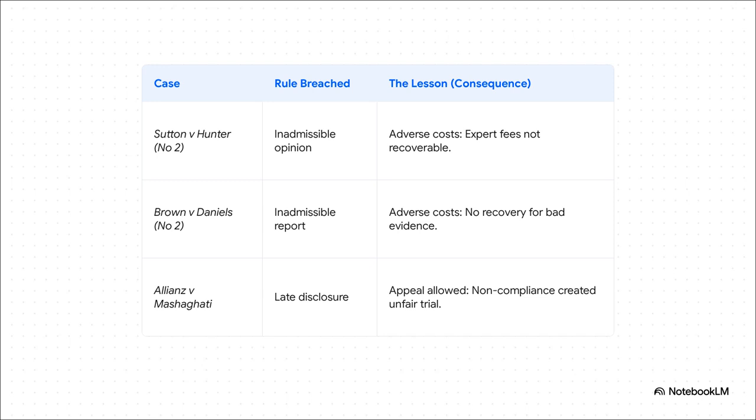Cases like Sutton v. Hunter and Brown v. Daniels are perfect examples where noncompliance led directly to adverse cost orders. What does that mean? It means the client couldn't get back the money they spent on the expert's fees. And even more seriously, you look at a case like Mashagati, the noncompliance was so bad it created an unfair trial, and the whole thing was successfully appealed. These are the kinds of powerful examples you absolutely need to be citing in your exam.